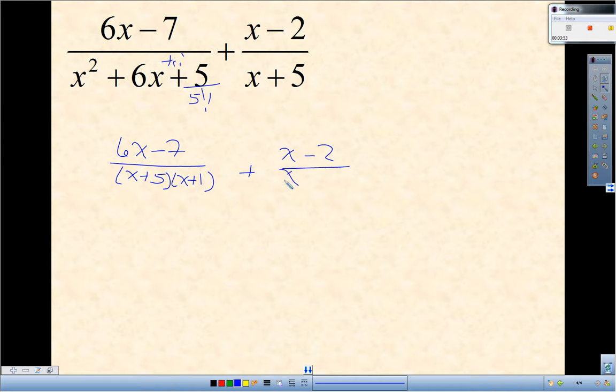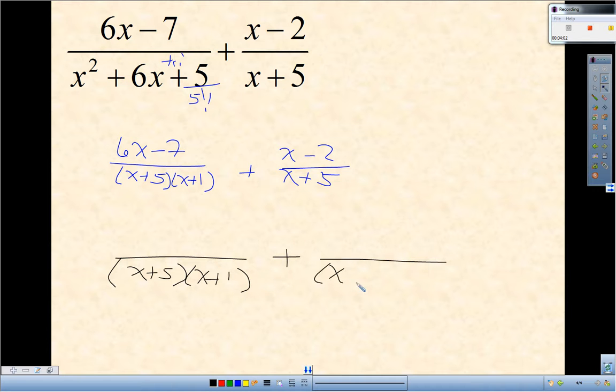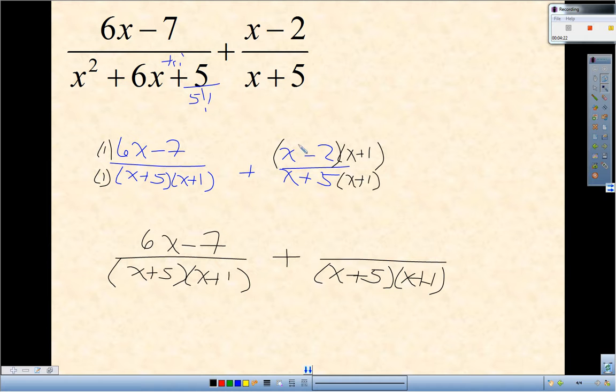The reason why I had to factor that was to help me see what my least common denominator is going to be. It's going to be x plus 5 times x plus 1. So in the first fraction, I notice that they are identical in the denominator, so it's like you're multiplying by 1, so you can just multiply the numerator by 1, so that's just going to give me 6x plus 7. But in the second one, I notice that I'd have to multiply the denominator by x plus 1, so multiply the top one by x plus 1. I can FOIL the numerator out, so that'll give me x squared plus 1x minus 2x minus 2.